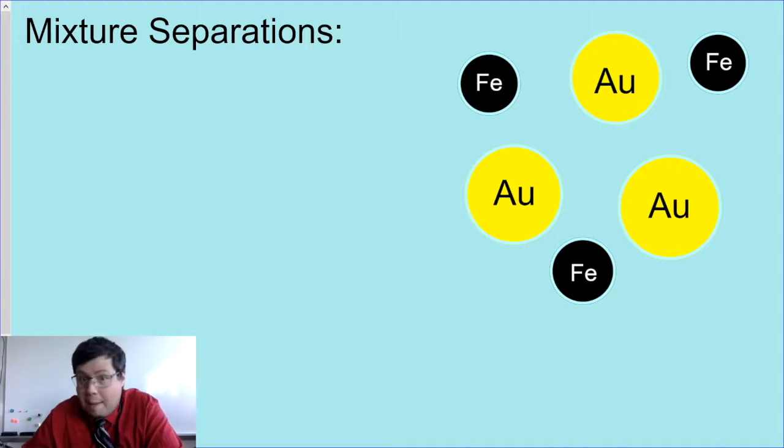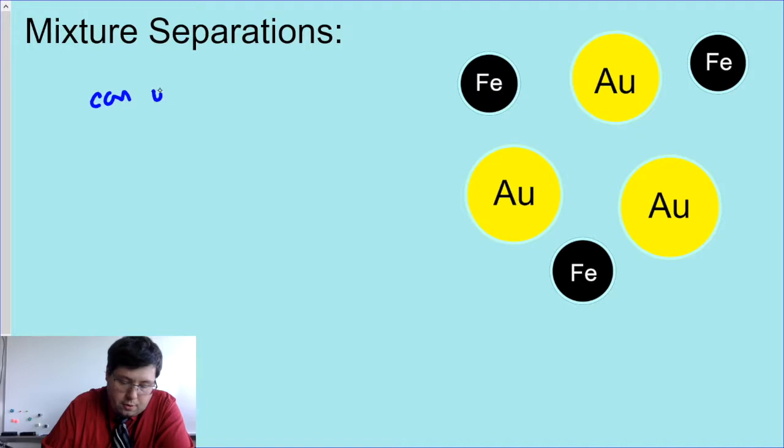Now, you could come up with chemical properties to separate them as well. Gold is very unreactive as a metal. It won't react with most acids, but iron will. So if we added a particular acid to this that the gold wouldn't react to, we could actually dissolve the iron, separate out that iron and acid mixture, and we'd be left behind with just gold. And so mixture separations can use chemical or physical properties.